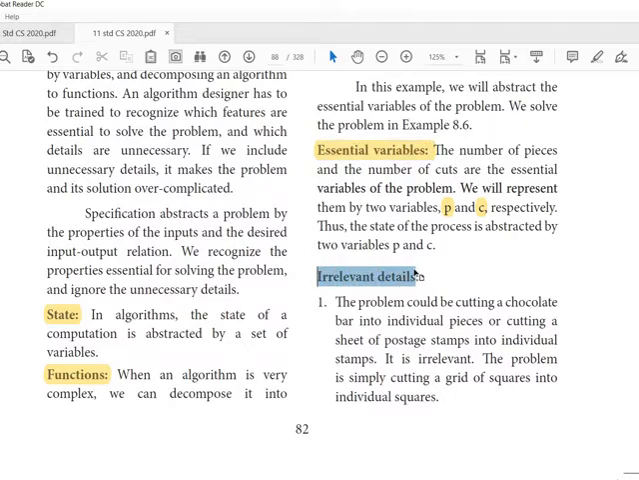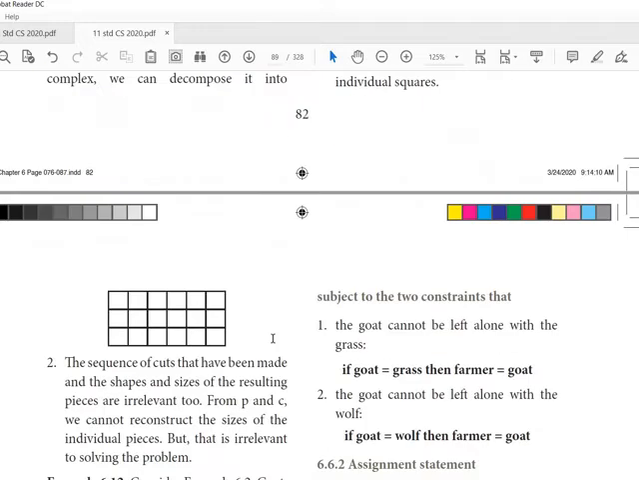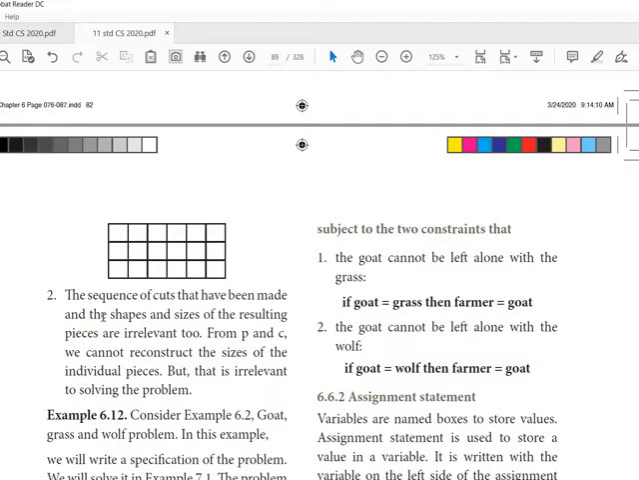Irrelevant detail means the sequence of cuts that have been made and the shape and size of the resulting pieces are irrelevant. So likewise, we have to ignore some of the details.